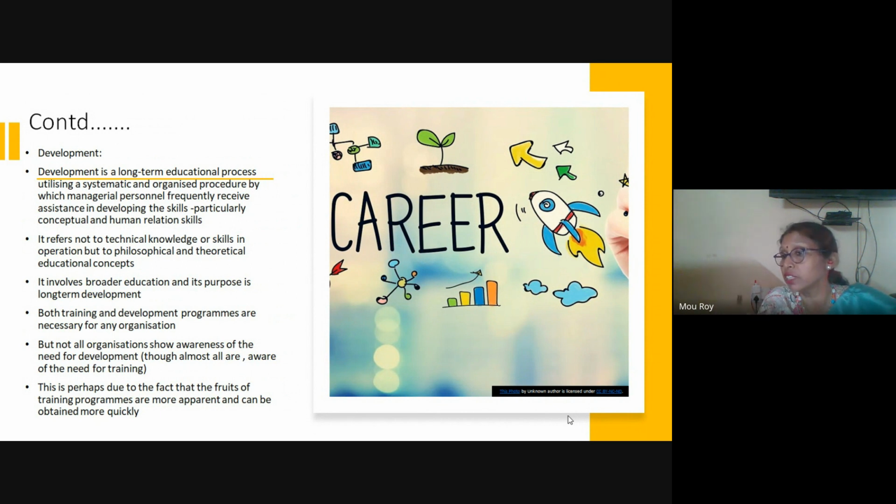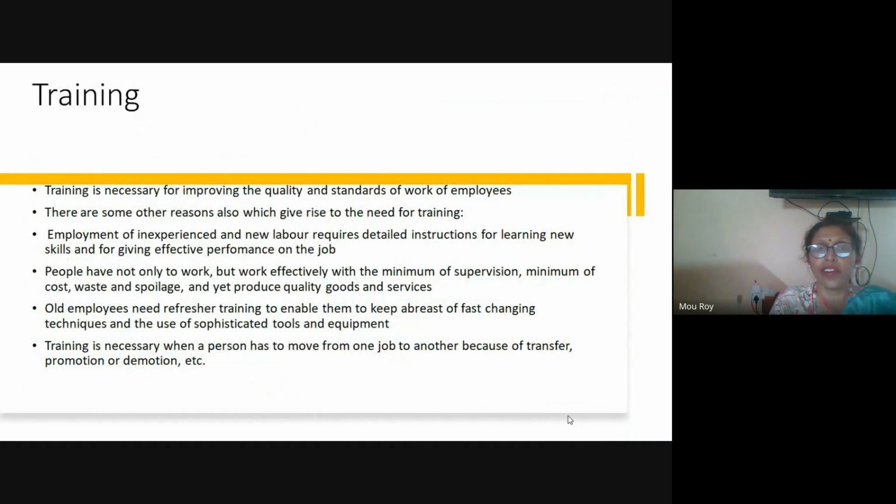And therefore, these trainings are being provided to motivate the employees. Development is basically a long-term educational process utilizing a systematic and organized procedure by which managerial personnel receive assistance in developing skills, particularly conceptual and human relations skills. That is very important. Training is necessary for improving the quality and standard of work of the employees.